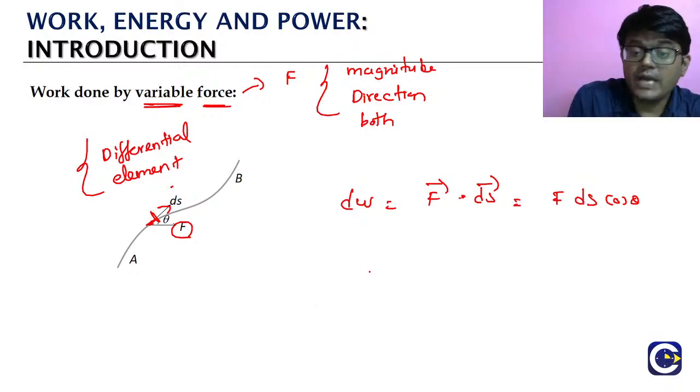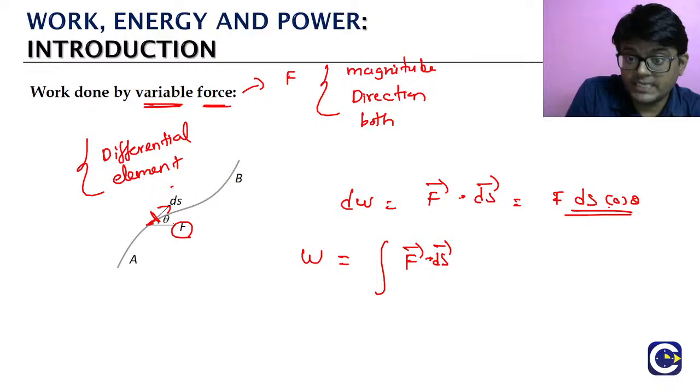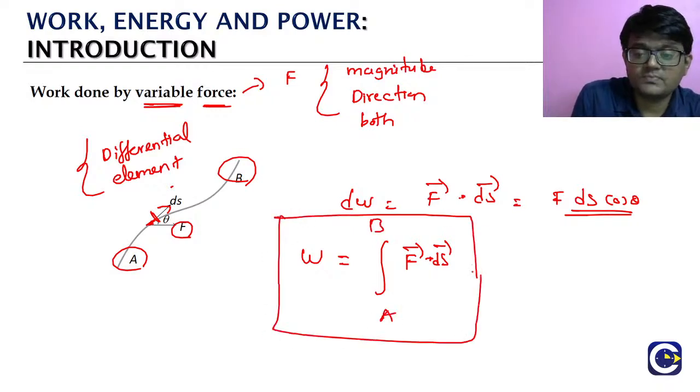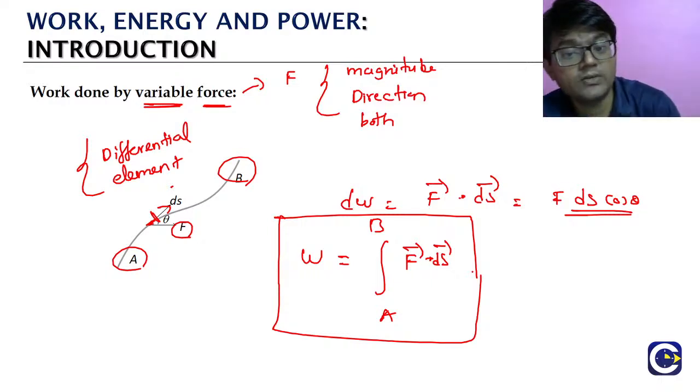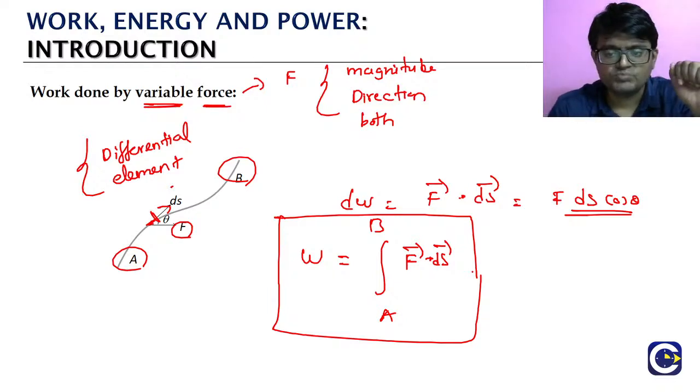Now we want to find the overall work done, which means we need to integrate this F dot ds term or F into ds into cos theta term between the limits. For example, our journey is starting from A and ending at B. Integration has to be from the initial limit to the final limit. If you do this, then we will be able to find the work done. So to find the work done due to the variable force, we must use the integration approach.